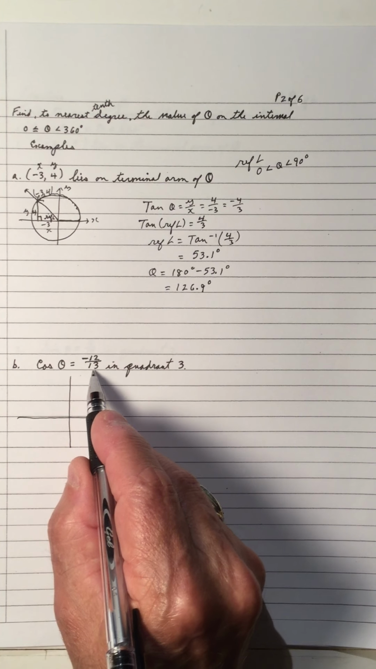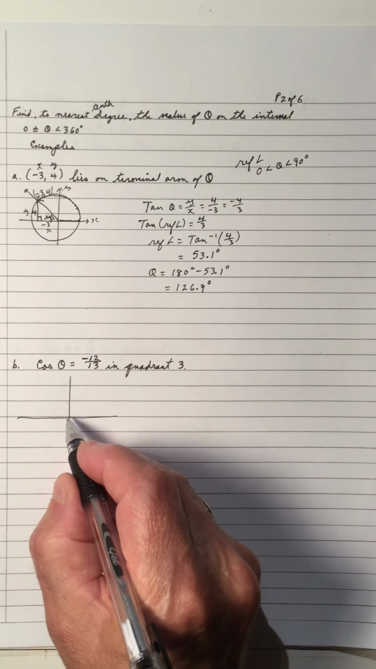So let's go back to B. Cos theta is a negative 12 over 13 in quadrant 3. So we draw a circle.